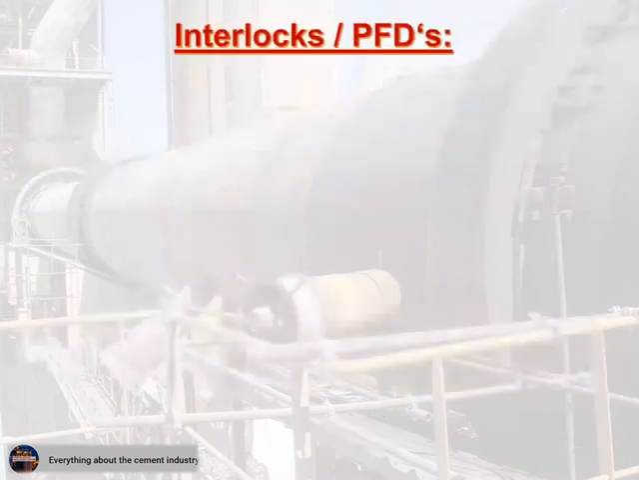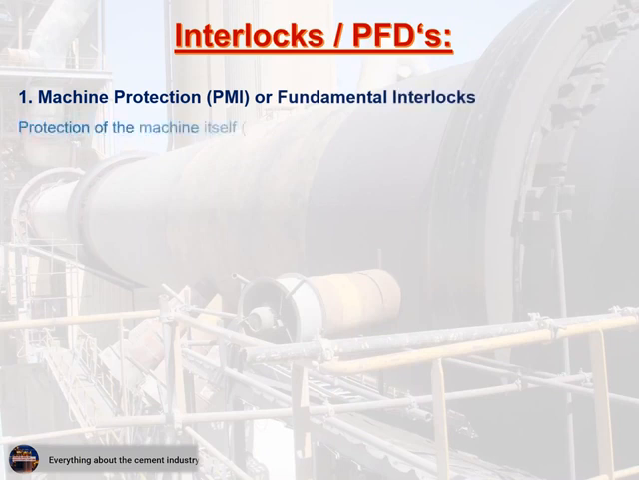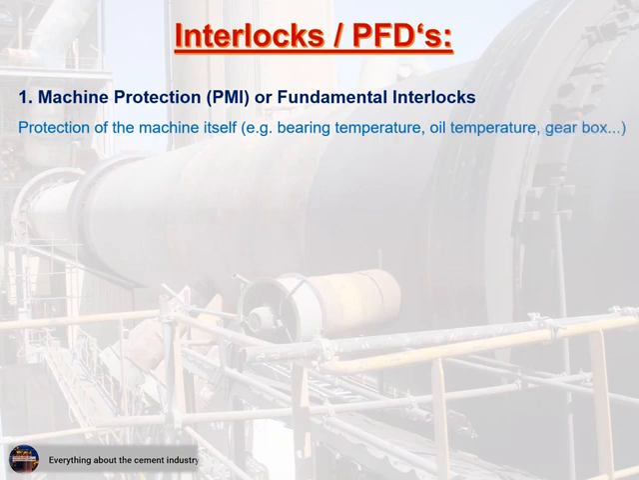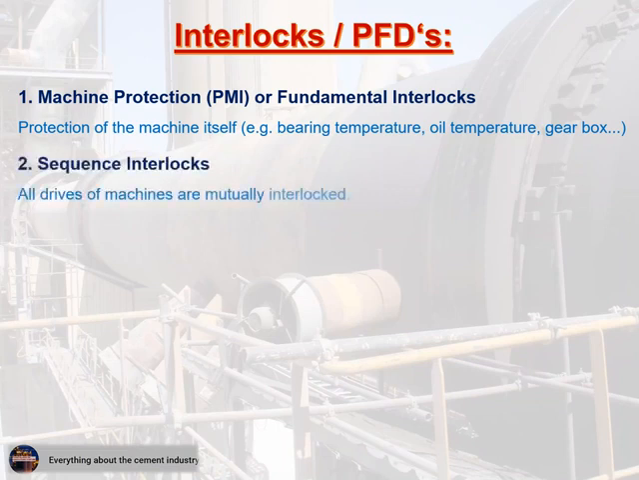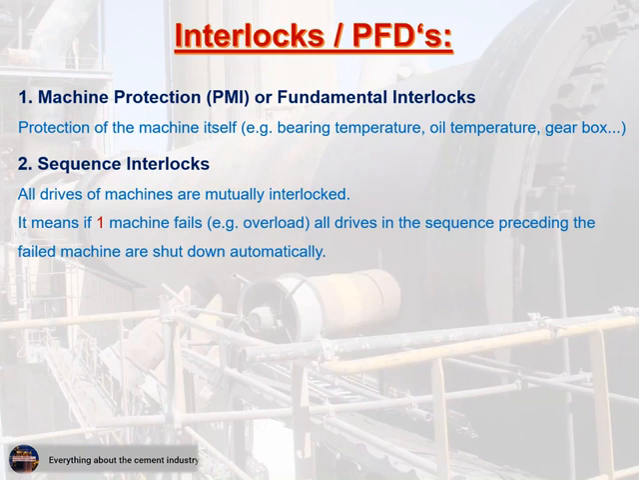Interlocks, process flow diagrams. 1. Machine protection, PMI, or fundamental interlocks. Protection of the machine itself, for example, bearing temperature, oil temperature, gearbox. 2. Sequence interlocks. All drives of machines are mutually interlocked. It means if one machine fails, for example, overload, all drives in the sequence preceding the failed machine are shut down automatically.